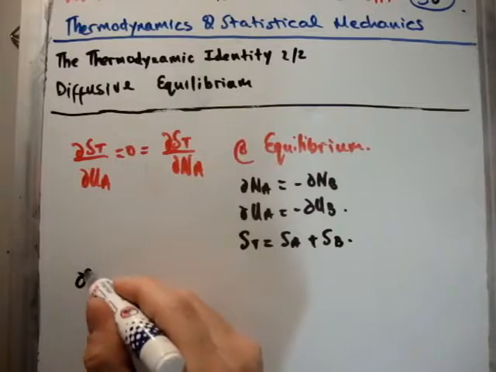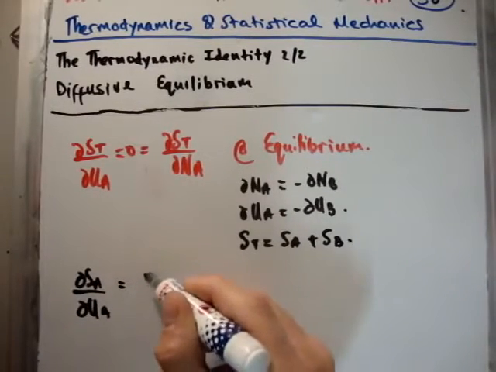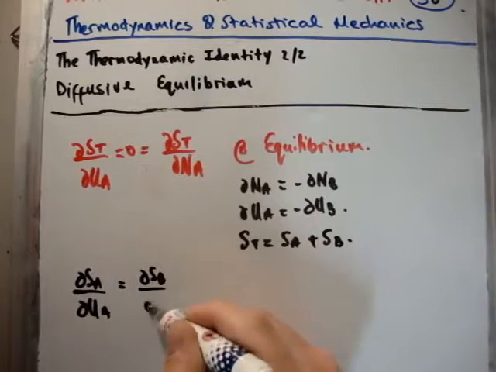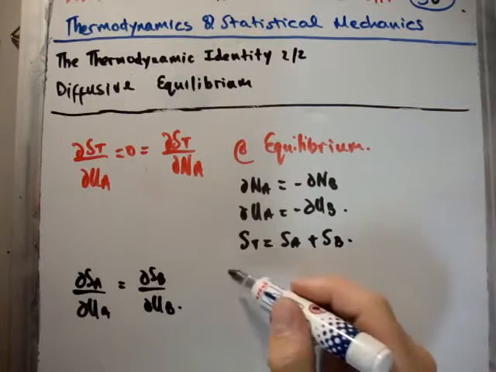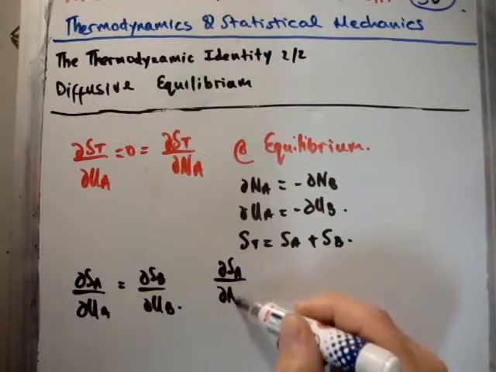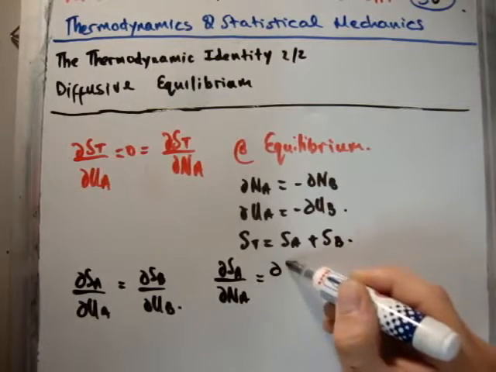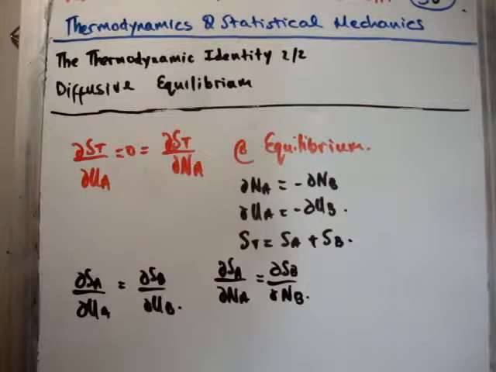Okay, so we're going to get del S sub A over del U sub A is equal to del S sub B over del U sub B, and this is at equilibrium. Okay, so we've seen that numerous times at this stage. But similarly, we're going to get del S sub A over del N sub A is equal to del S sub B over del N sub B at equilibrium. So these are our equilibrium conditions.